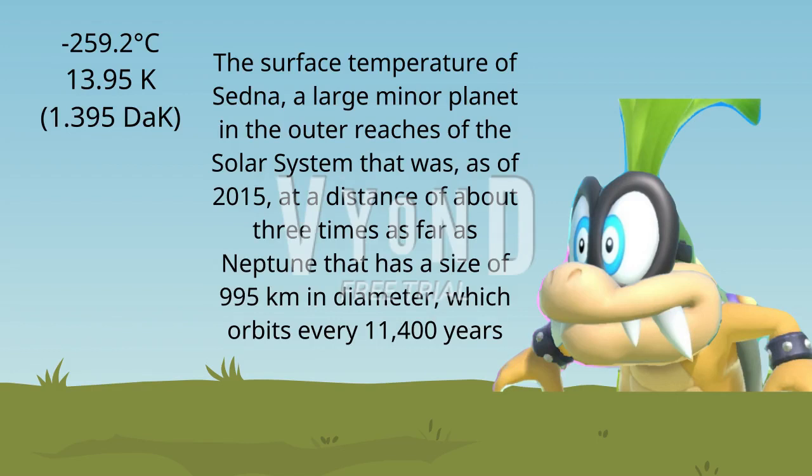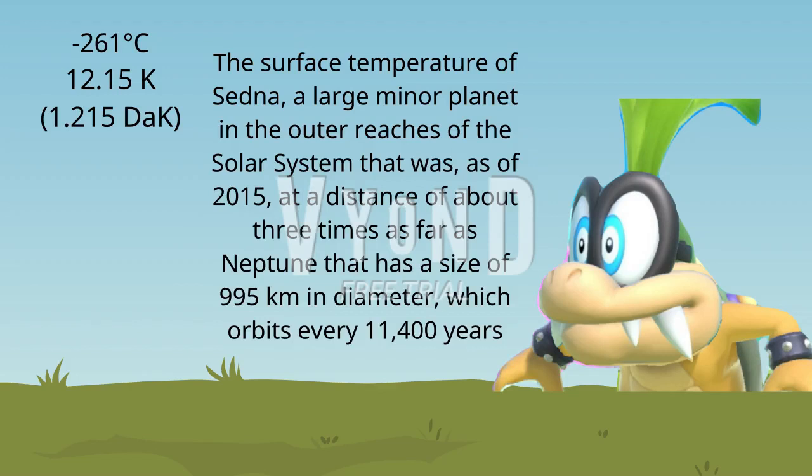The surface temperature of Sedna, a large minor planet in the outer reaches of the solar system that was, as of 2015, at a distance of about 3 times as far as Neptune, that has a size of 995 kilometers in diameter, which orbits every 11,400 years, about 4,161,000 days, is minus 261 degrees Celsius, or 1.215 decakelvins.